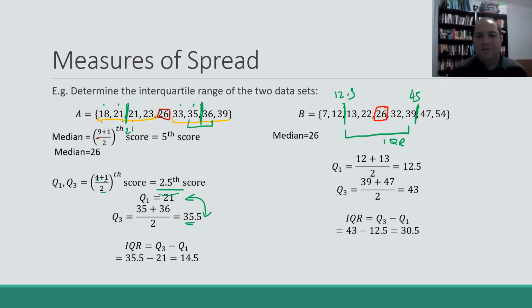which is 30.5. And once again, we can see we've got a low interquartile range for our first set of data and a high interquartile range for our second, saying that this second lot of data is much more spread out, whereas this first set of data, lower interquartile range, again, not as spread out.